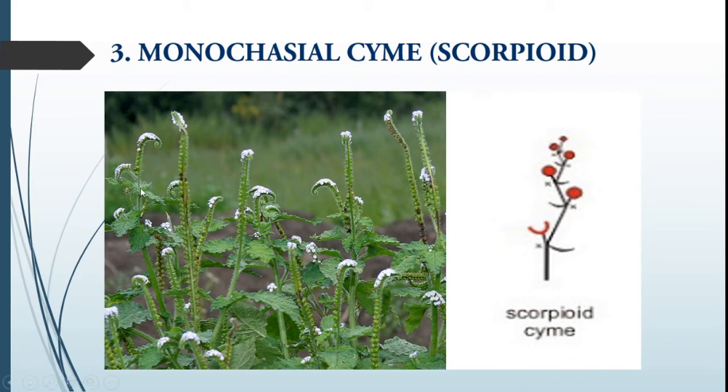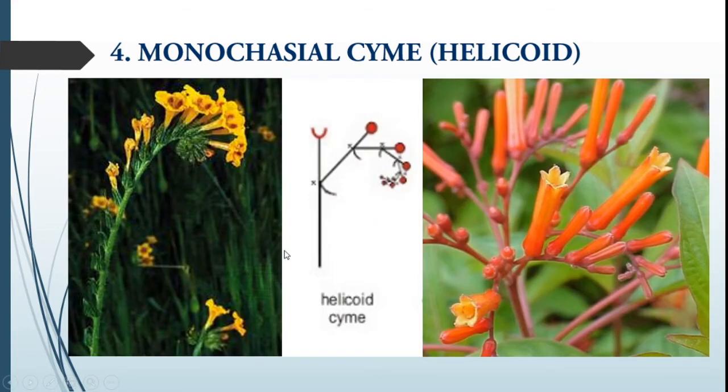This is the plant. Actually, we can see the scorpioid cyme inflorescence. That is a scorpioid monochasial cyme inflorescence. This is called Heliotropium. We can see it on our college campus also. The next one is the monochasial helicoid cyme. That is the second group of monochasial cyme.